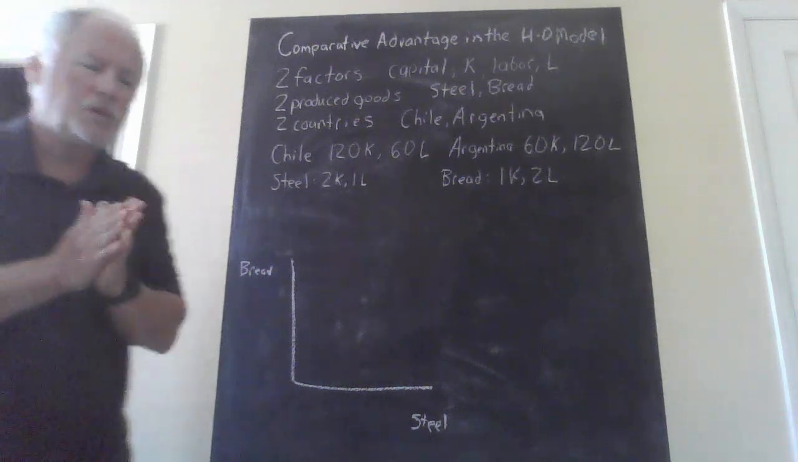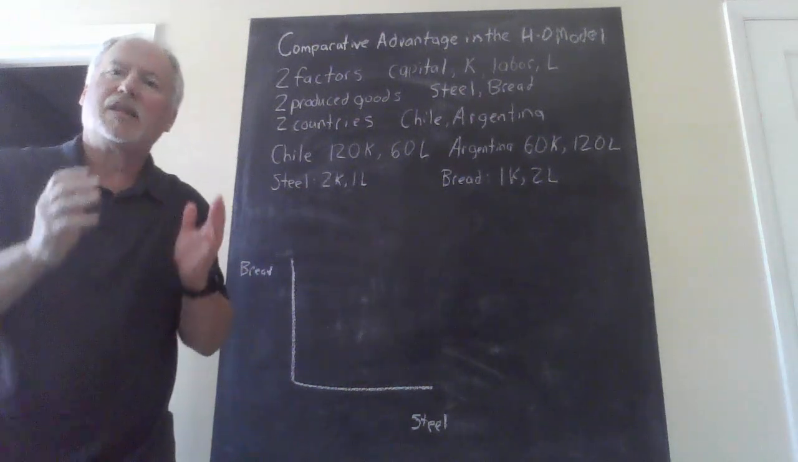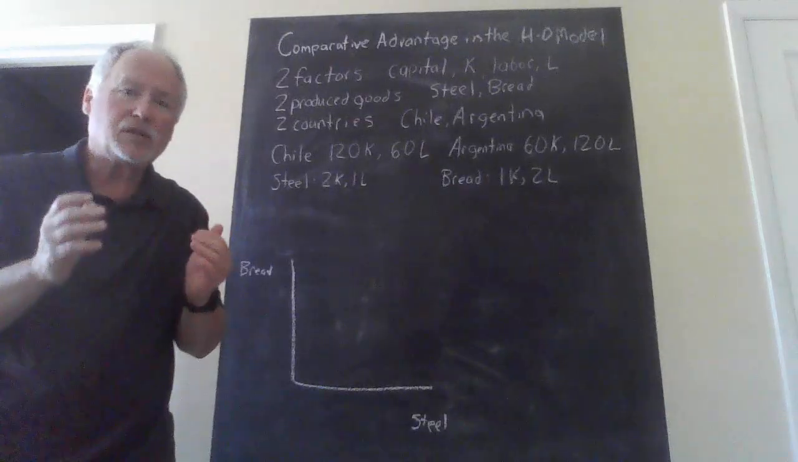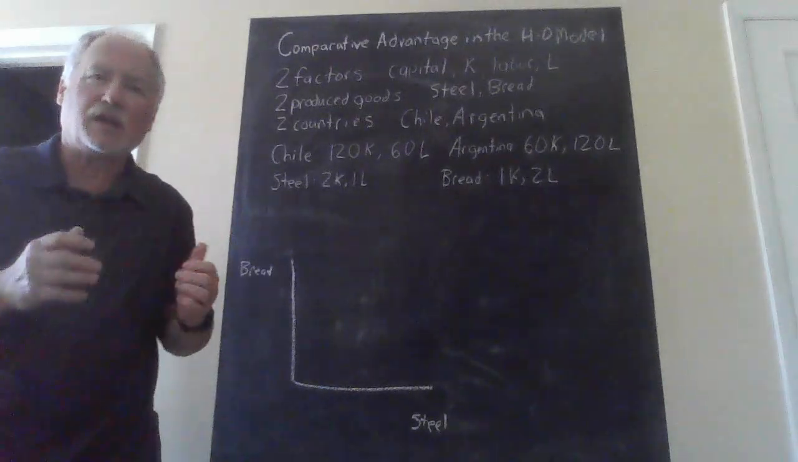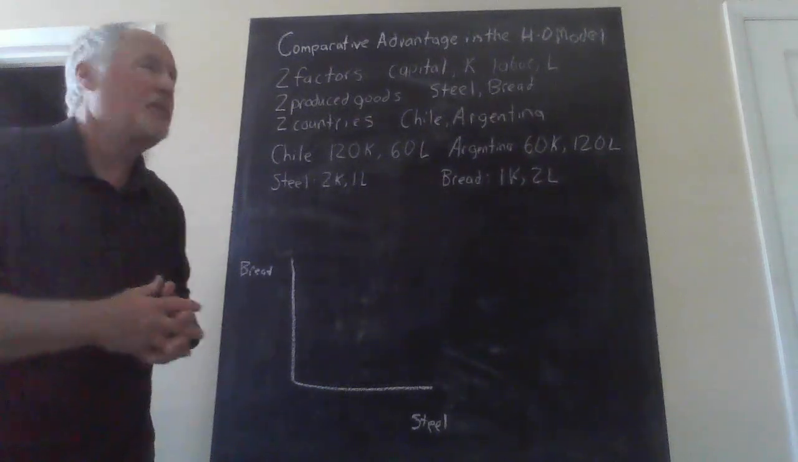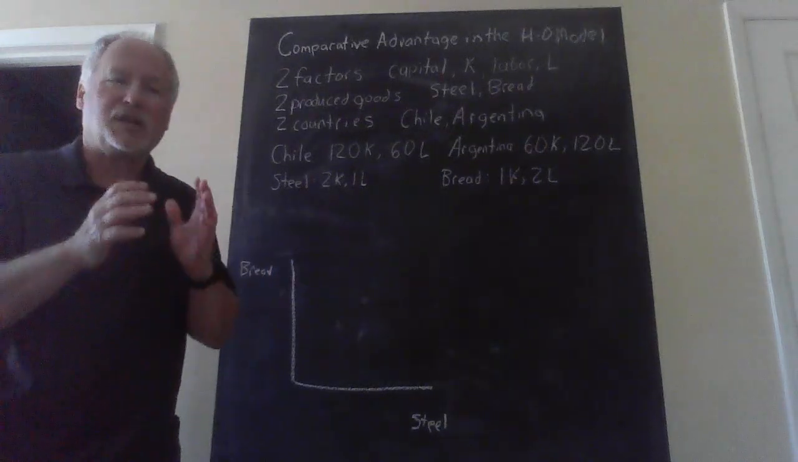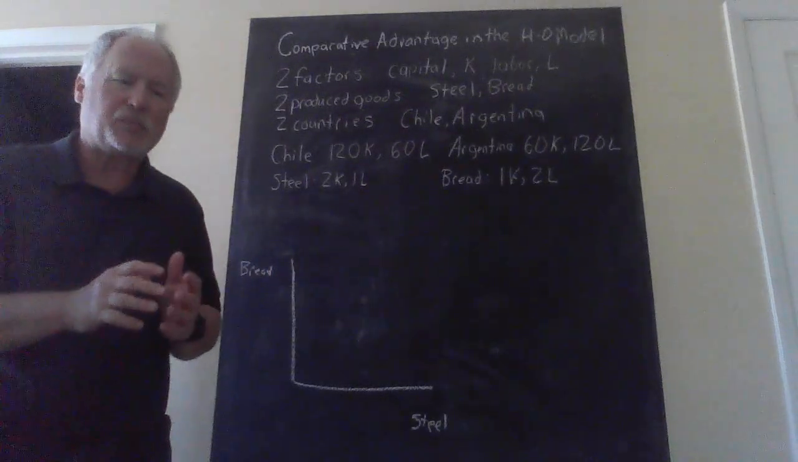Okay, so here's one more video I'm going to do here, and this is to explain the source of comparative advantage in the Heckscher-Ohlin or HO model. And so this is a different model than we had in chapter 3.